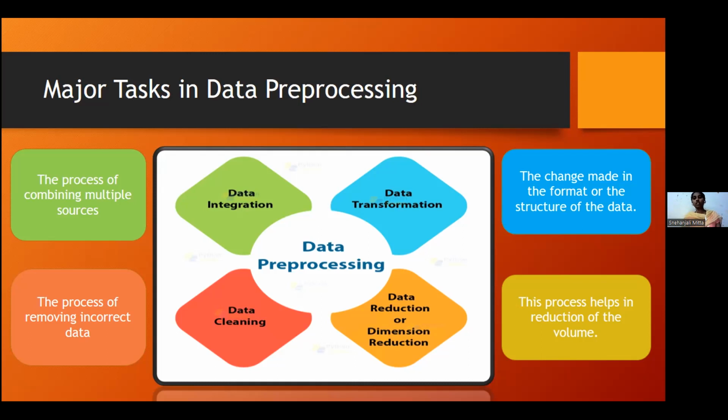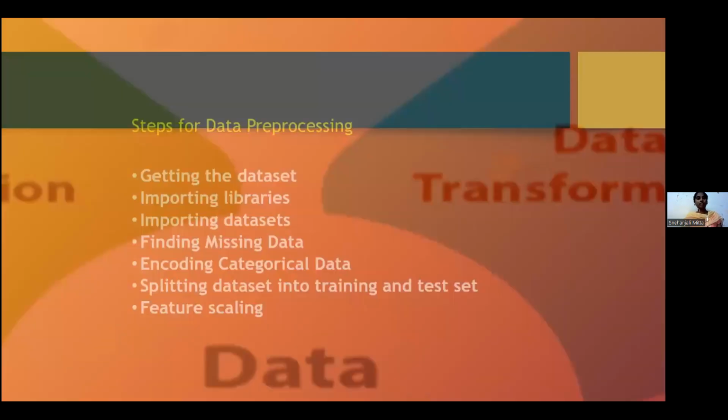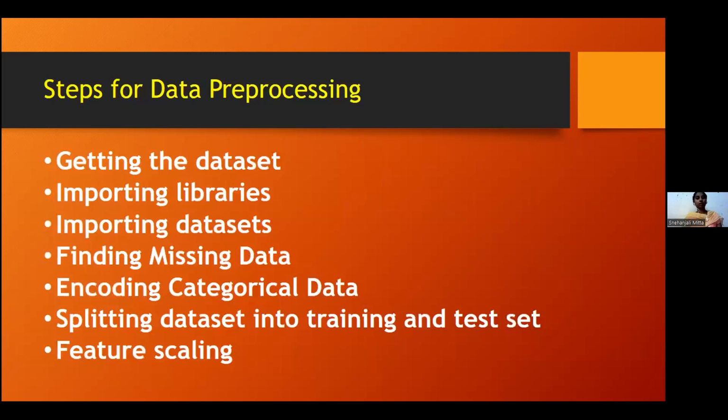Data transformation is a change made in the format or structure of the data, which means we will transfer the data into other forms. Steps for data pre-processing. Getting the data set. We have many websites we can use for this, or we can collect the data manually from other people.